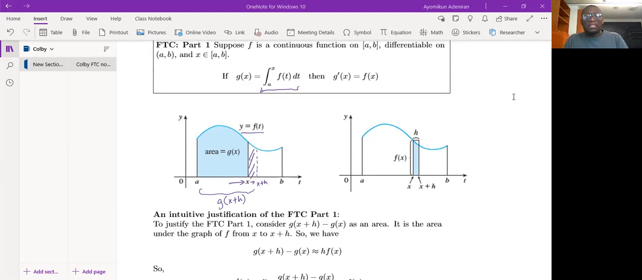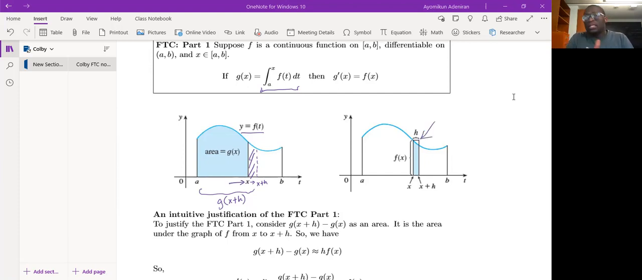Okay, what does that mean? I can look at what happens within a little rectangular strip under the curve. If I'm just concerned with what happens between x and x plus h, which is just a little strip under the curve, then that looks like a rectangle, and we know how to find the area of a rectangle. So g of x plus h, which is the area up until x plus h, minus g of x, which is the area up until x, gives you this small portion that we can see here in this picture.